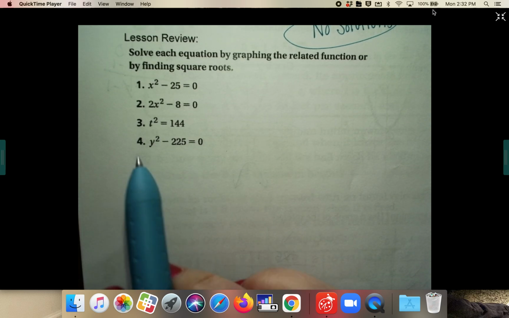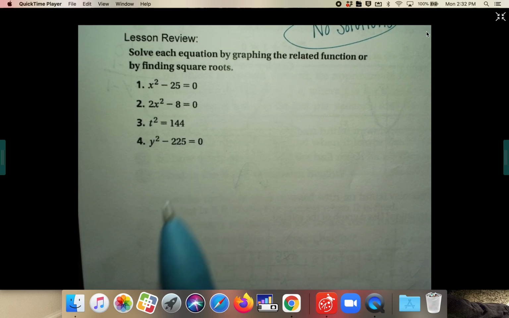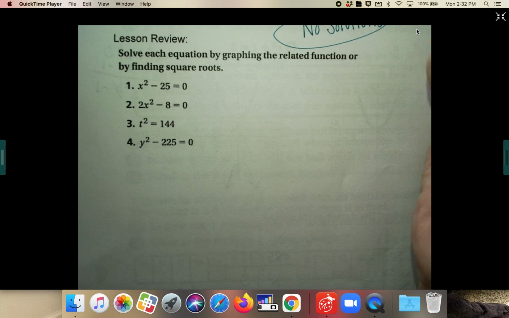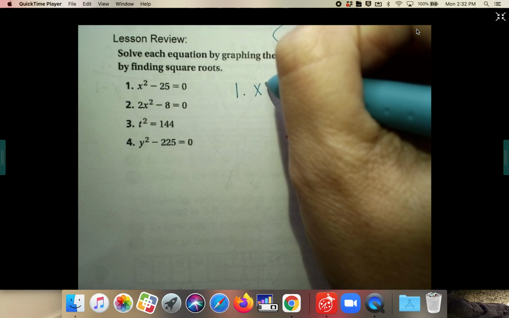All right. This is our lesson review over everything today. It was a short lesson, but it's good equations practice. So go ahead and push pause and try these 4. If you're not quite ready to push pause and try them on your own, I will work them out with you. Number 1, I'm going to have to work them out over here so I have more room.